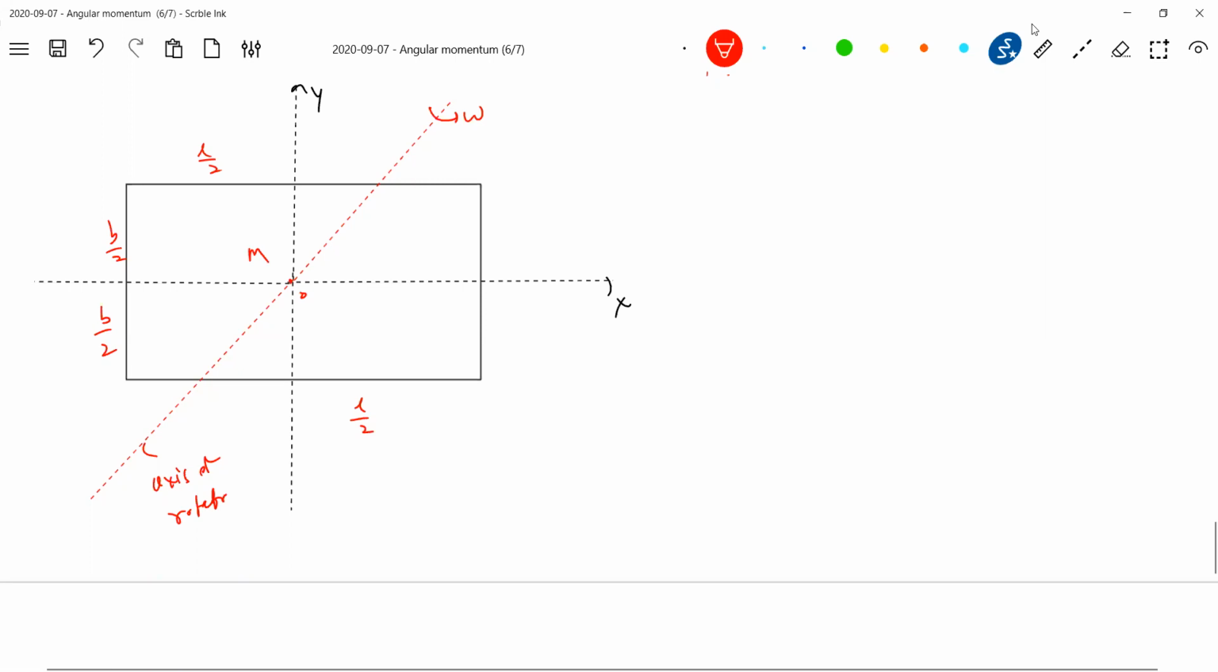I want the angular momentum of this particle. Find the angular momentum of the lamina about C. Find the angular momentum of the lamina about point C or about O.